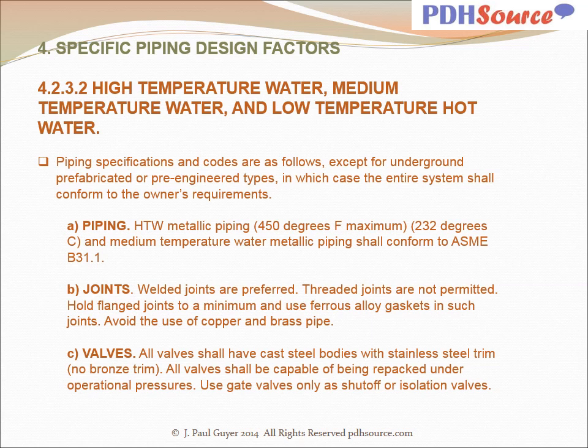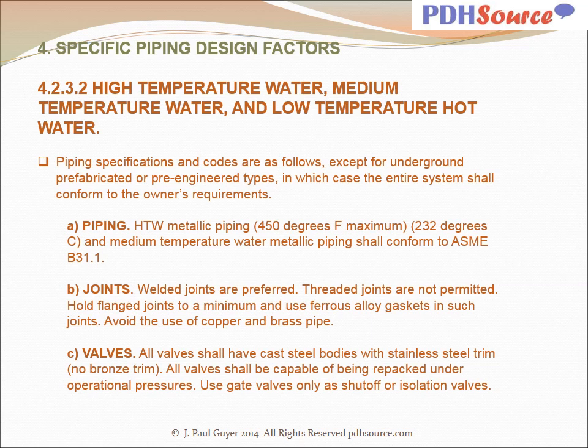With regard to high temperature water, medium temperature water, and low temperature hot water systems, piping specifications and codes are as follows, except for underground, prefabricated, or pre-engineered types, in which case the entire system shall conform to the owner's requirements. Piping, high temperature water metallic piping, 450 degrees Fahrenheit, and medium temperature water metallic piping shall conform to ASME B31.1. Welded joints are preferred. Threaded joints are not permitted.